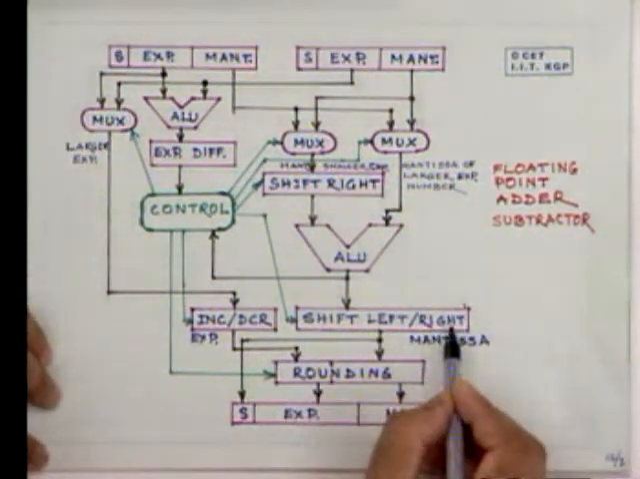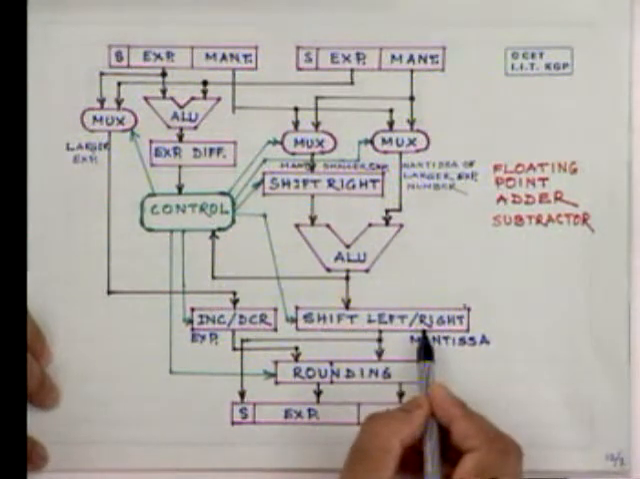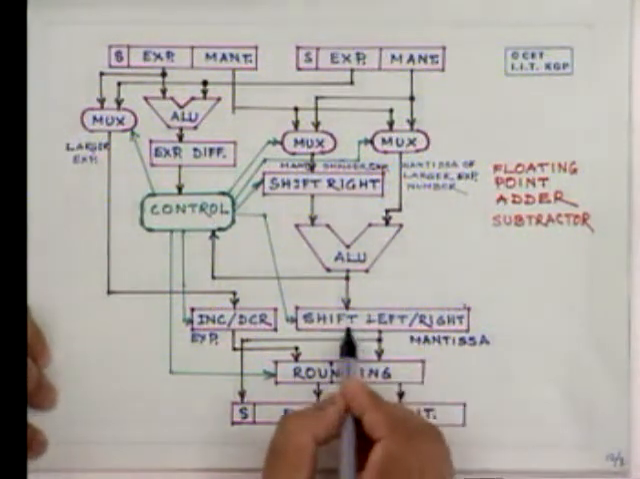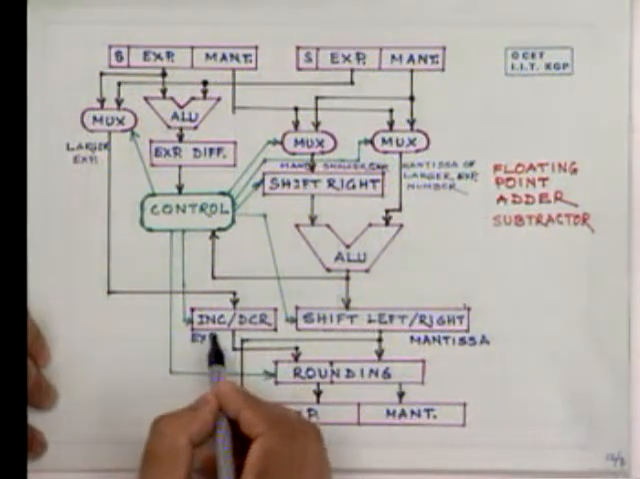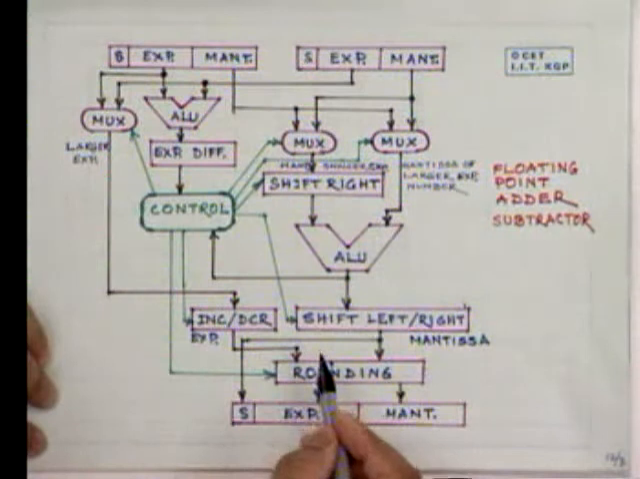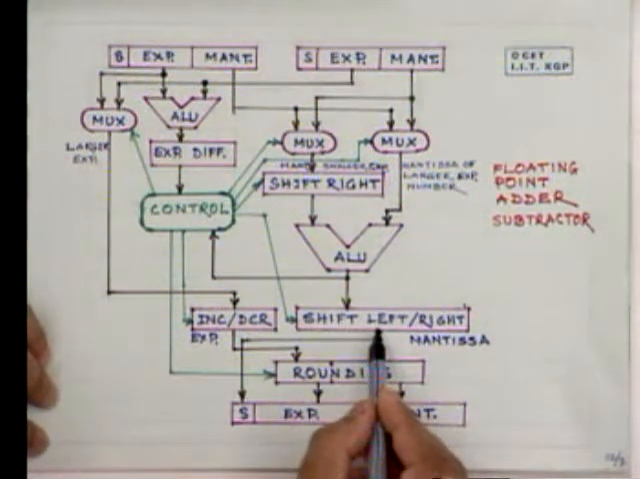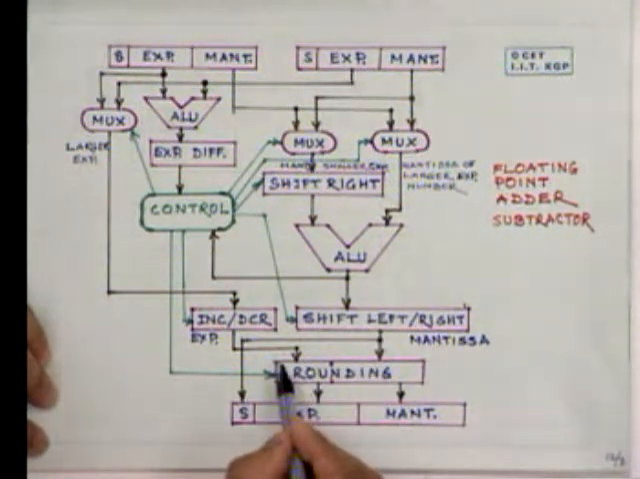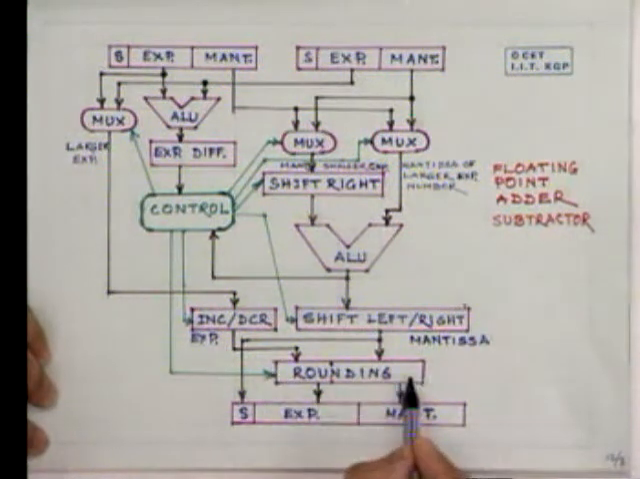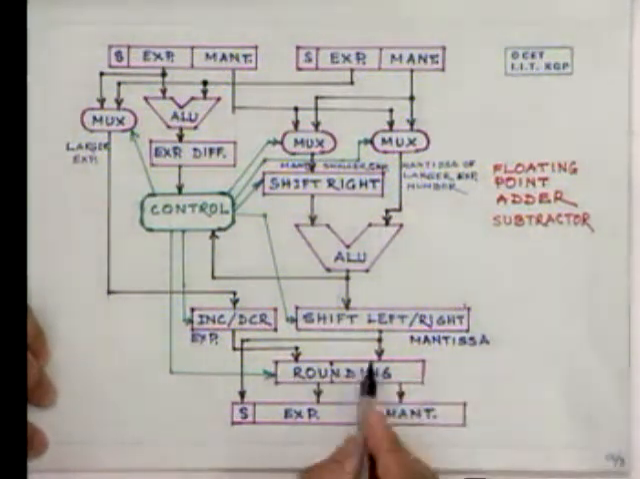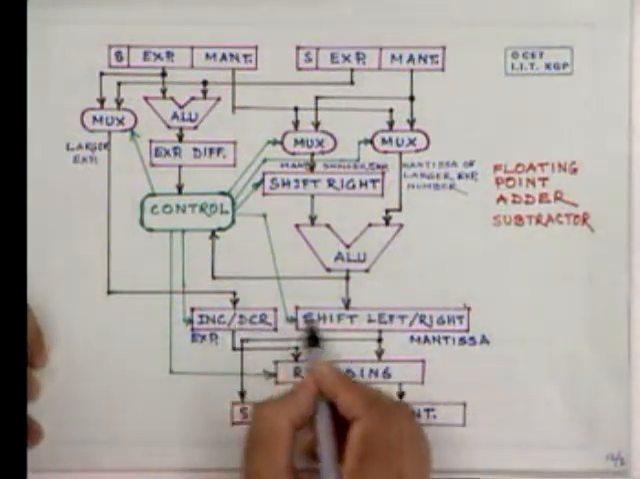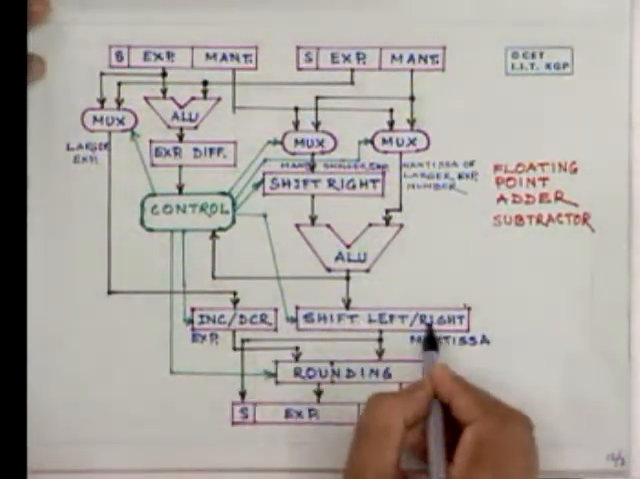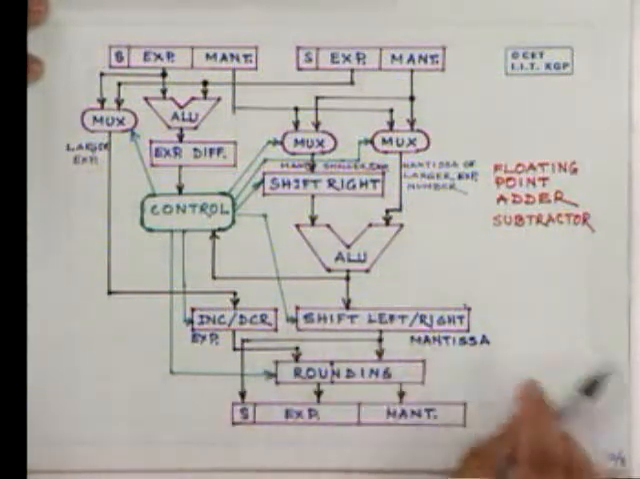The mantissa may have to be aligned, depending upon the result, by incrementing or decrementing the exponent, and after the result comes out of this, it goes to the rounding circuitry. Let us first see the mantissa alignment that may have to be done, and normalization that may have to be done.